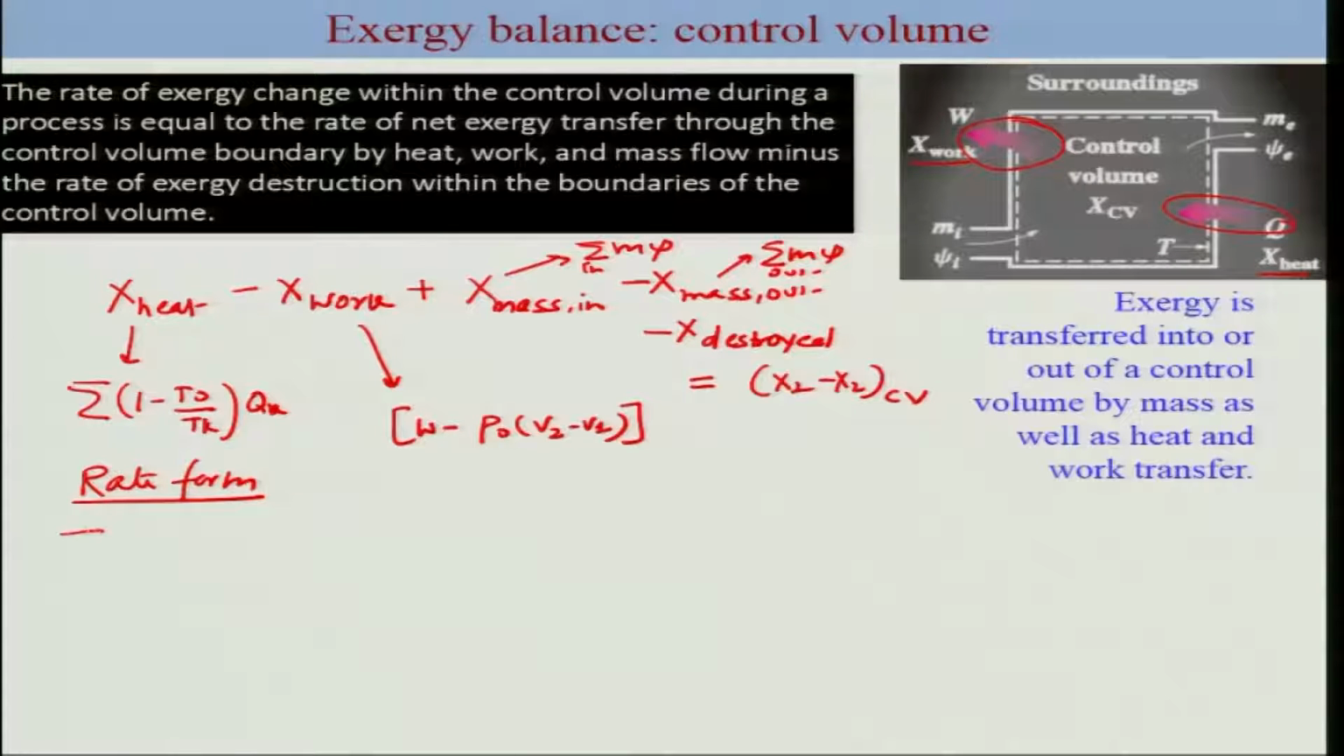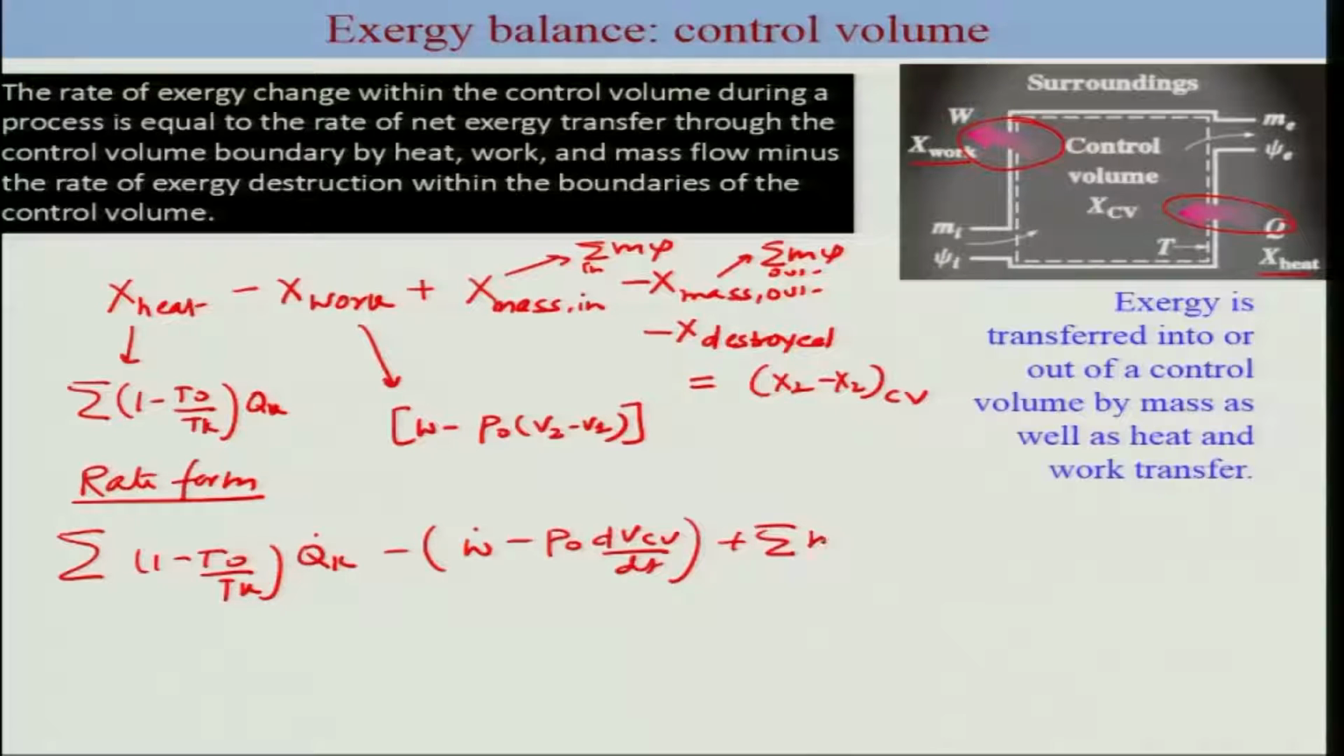Okay, so we can write this in terms of rate form also. So this would be your (1 minus T0/Tk) Qk dot minus W dot minus P0 dVCV/dt plus summation m dot psi in minus summation m dot psi out minus X dot destroyed is equal to dXCV by dt. Okay, so this is the rate form for the exergy balance for control volume or open system.